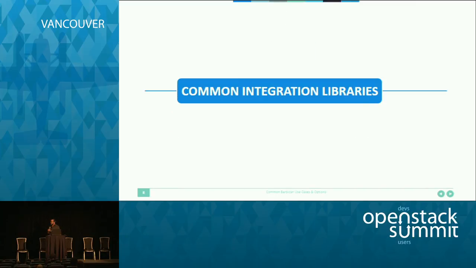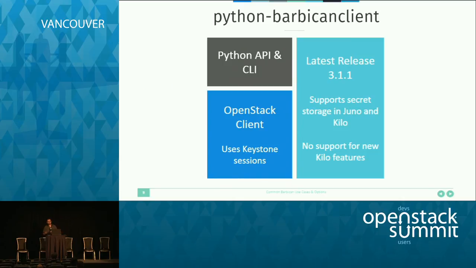So if you're interested in using Barbican in your application or in your service or something like that, there's a couple of choices for what library you want to use for that integration. And so the first library I want to talk about is Python Barbican client. Now this is your typical OpenStack client. It's going to include a Python API as well as a command line interface. And if you're familiar with any other Python-project client, it's going to look very similar. We use the Keystone client and Keystone sessions for authentication, so you don't have to learn anything new there.